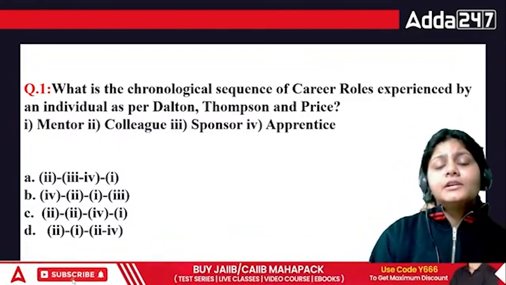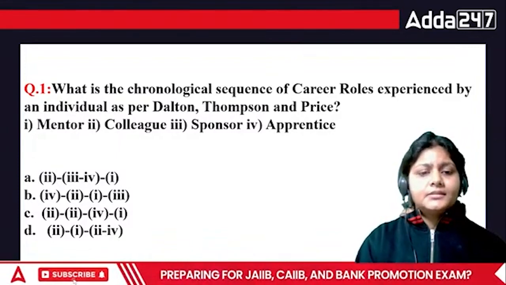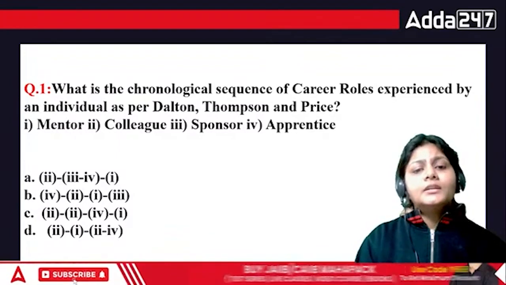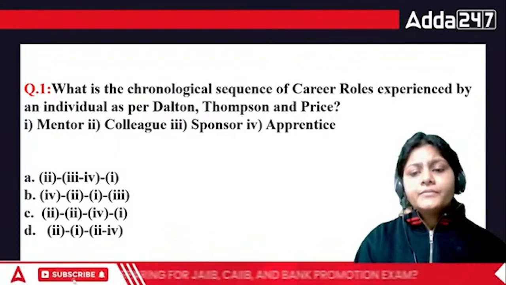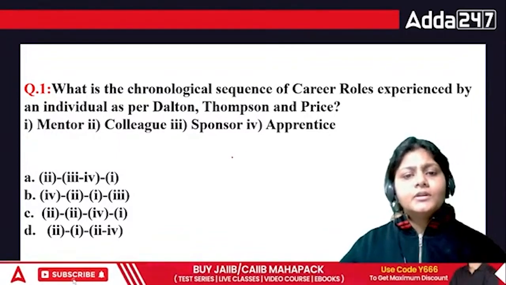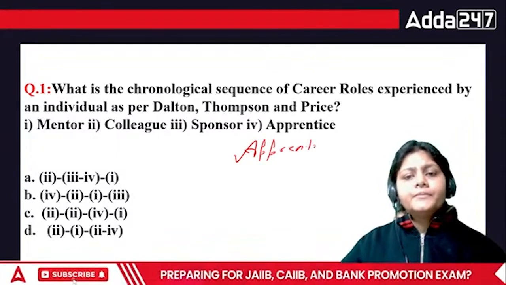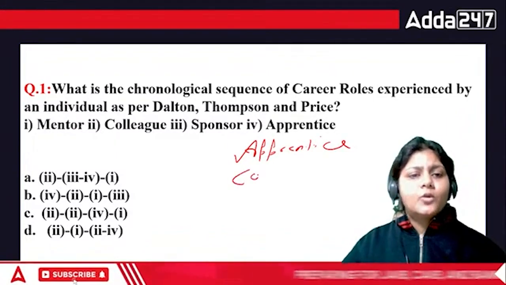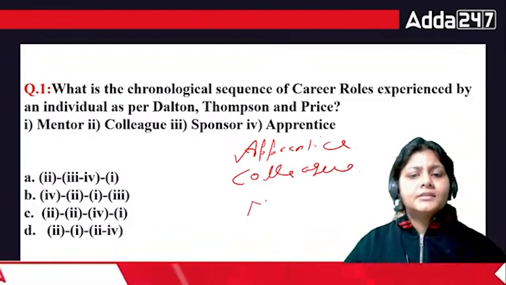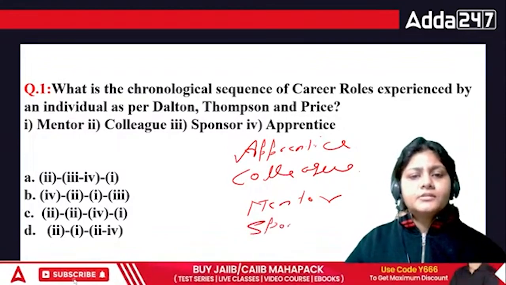So this is the first question, from Dalton, Thompson and Price. Dalton, Thompson and Price has given four types of career roles basically. The number one is apprentice. Then number two is colleague, right? Then number three is mentor, and number four is sponsor.